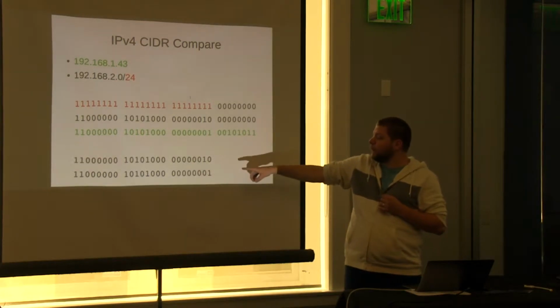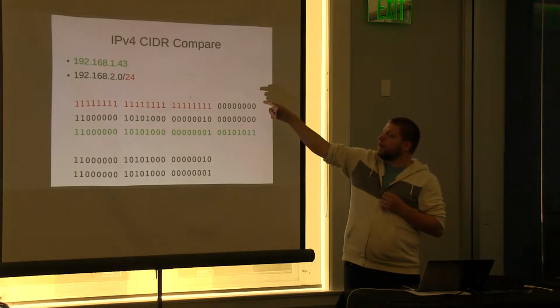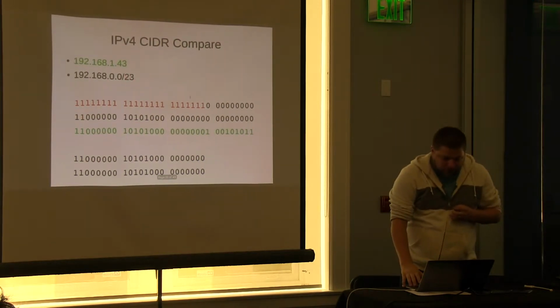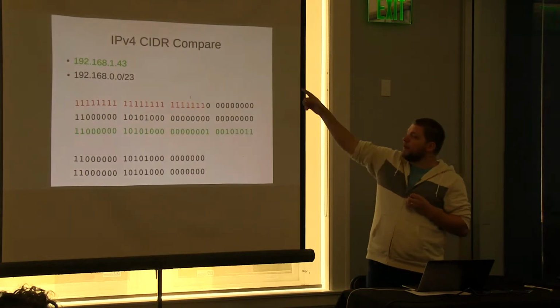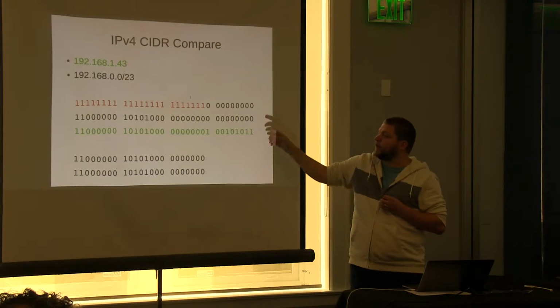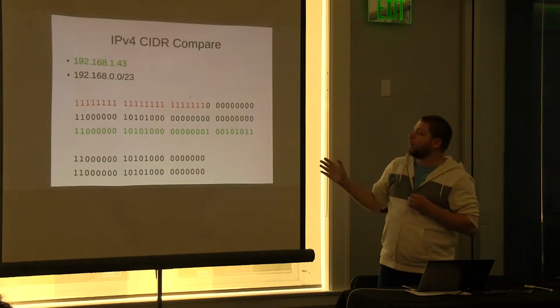So because these two values don't line up here, the IP address at the top isn't inside of the ACL that we see at the bottom. Contrast this with the second example. We have the same IPv4 address, but a slightly different CIDR block, /23. So in this case, 23 bits are used to represent the network portion, and 9 bits represent the host portion of the address.